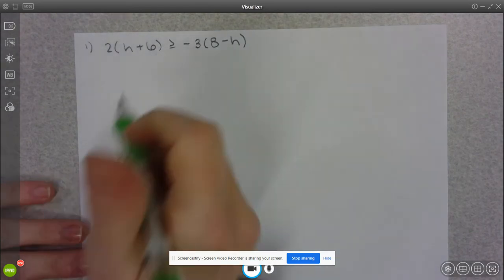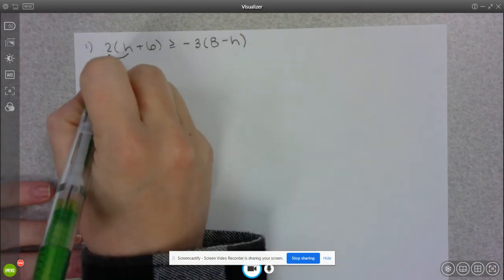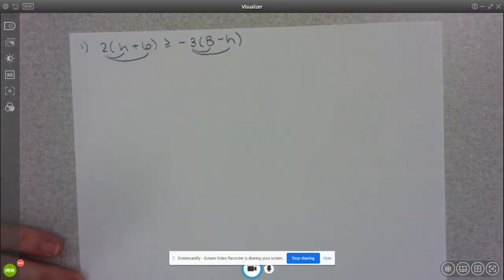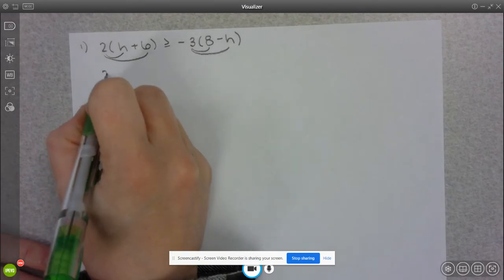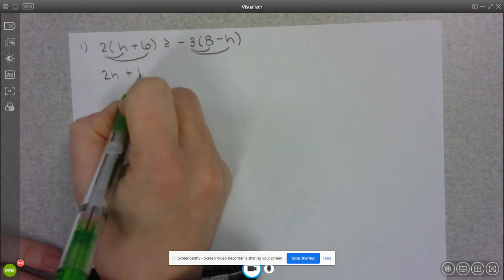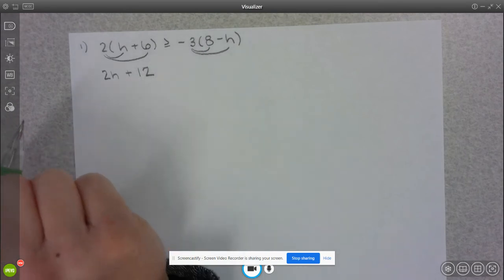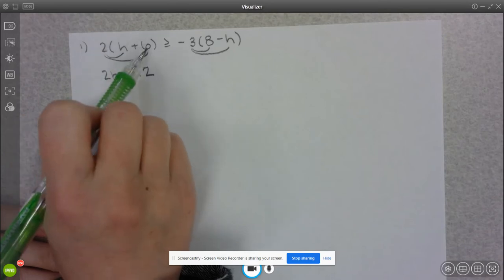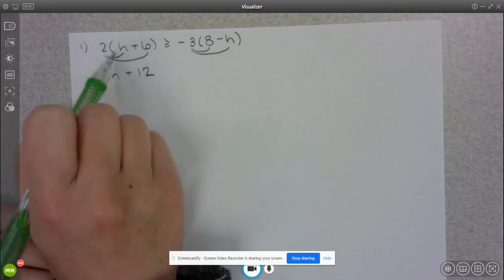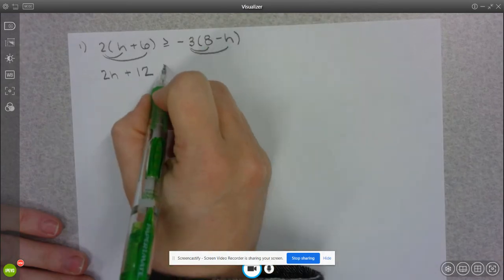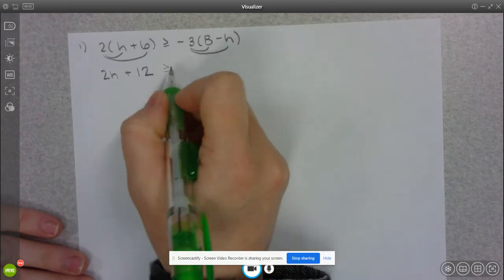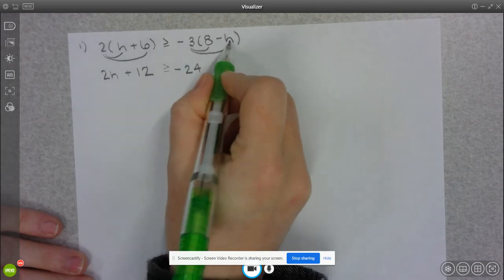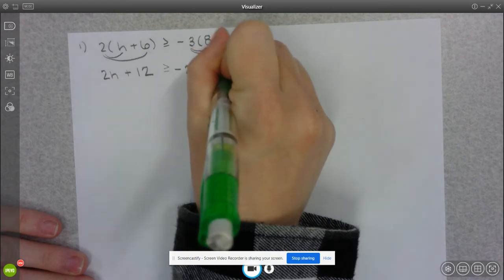So I'm going to go ahead and start solving. The first thing I'm going to do is distribute on both sides since they both have parentheses. So this is going to give me 2h plus 12. And just one thing I've noticed with our solving equations practice, make sure you are distributing to this second term as well and not just the first with multiplication. And then negative 3 times 8 is going to give me negative 24.